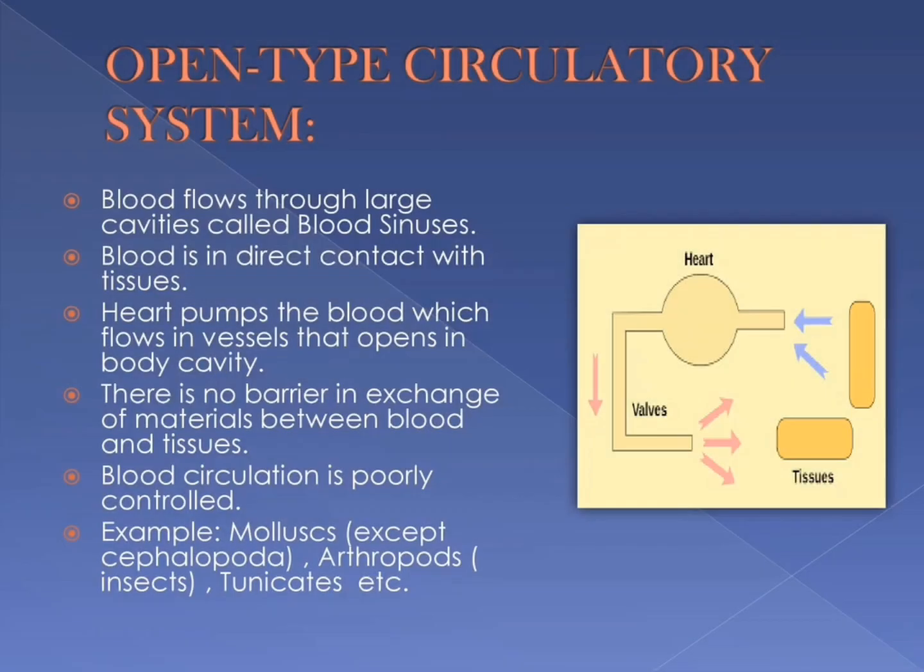Open type circulatory system. An open type circulatory system is a type of circulatory system found in some invertebrates such as mollusks and arthropods. In this system, blood or hemolymph is pumped by the heart into a cavity called hemocoel, which is not enclosed by vessels. The hemolymph then flows through this cavity, bathing the organs and tissues directly before being collected by the openings called ostia and returned to the heart.